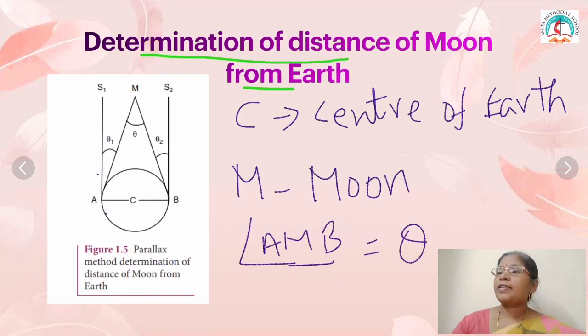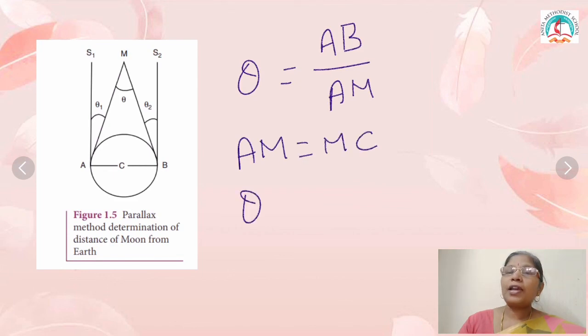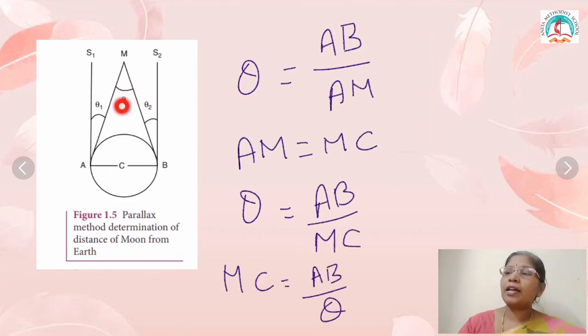Okay, now the determination of the distance of the moon from the earth. How will you calculate the distance between the moon and the earth? You see the diagram; you calculate with the help of the parallax method. Here C is the center of the earth and M is the moon, so the position of the moon is M. A and B are the two opposite ends of the surface of the earth. Then the angle is theta, the parallax angle. How will you calculate the value of theta here?